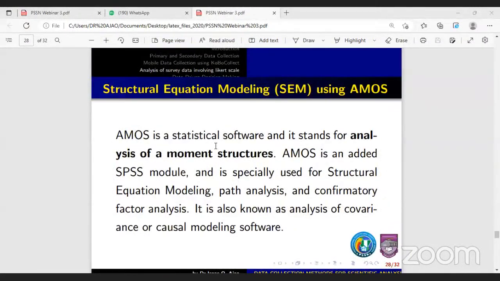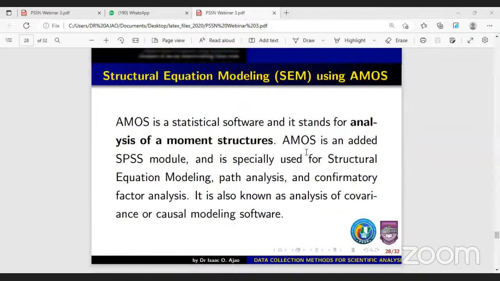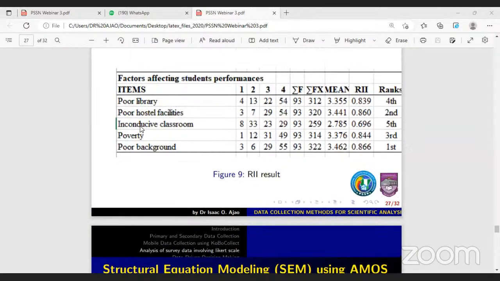Structural equation modeling will show it. Either you use R or you use AMOS. Now it is also known as analysis of covariance structures or causal modeling software. There's no single name for it. What we call items, these are items in the questionnaire, but some people call them constructs.